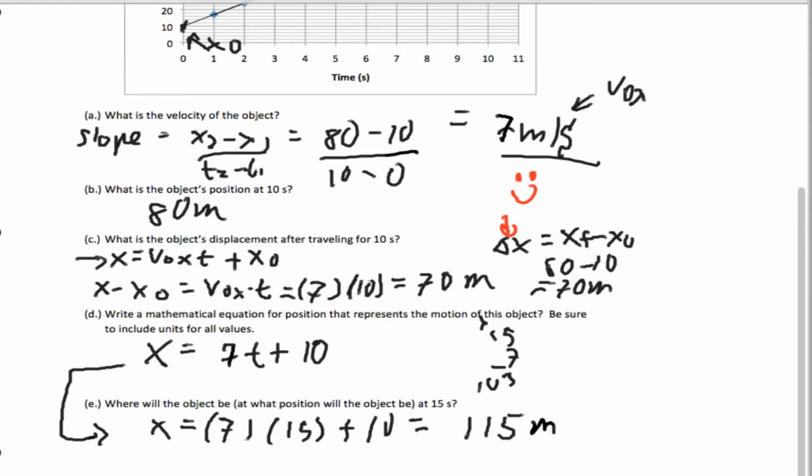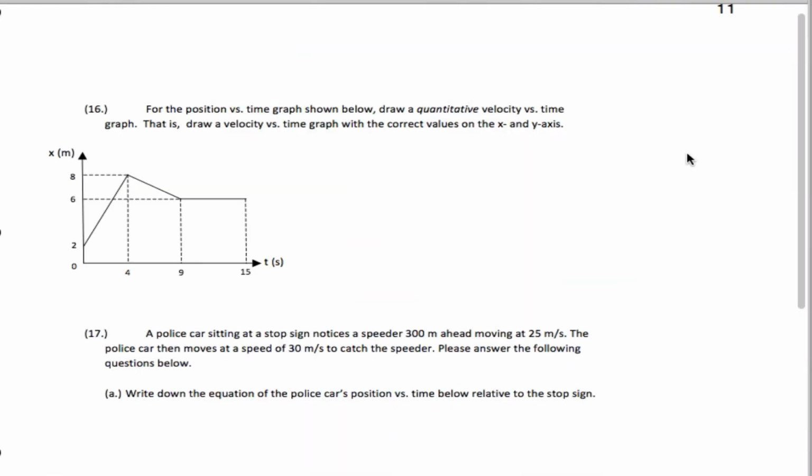Continuing with problem number 16. For this graph, what we want to do is draw the proper velocity versus time graph. And really this involves calculating some slopes. So I'm going to go ahead and do that right now. And remember, we're going out to 15 seconds, and we're starting at 0.